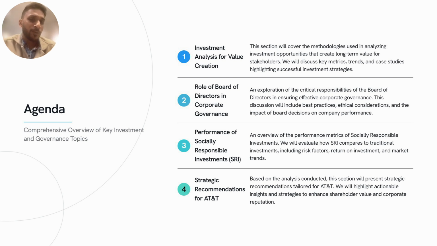The second one is the role of the board of directors in corporate governance, where we explore the critical responsibilities of the board of directors in ensuring effective corporate governance. It will include discussions of best practices, ethical considerations, and the impact of board decisions on company performance. The third one is the performance of socially responsible investments, and the fourth one is strategic recommendations for AT&T as well as T-Mobile.